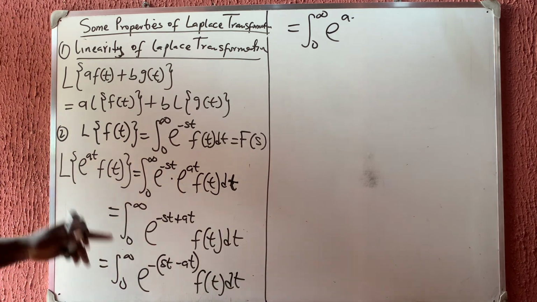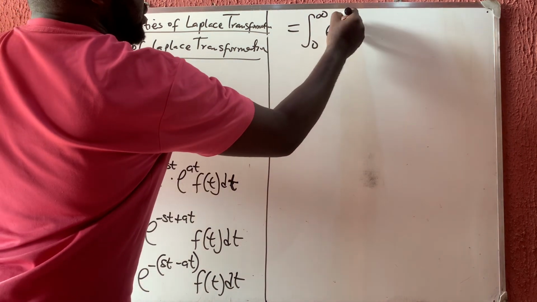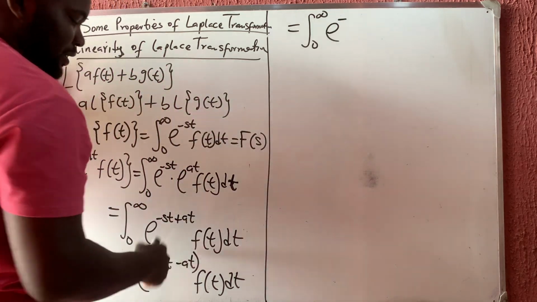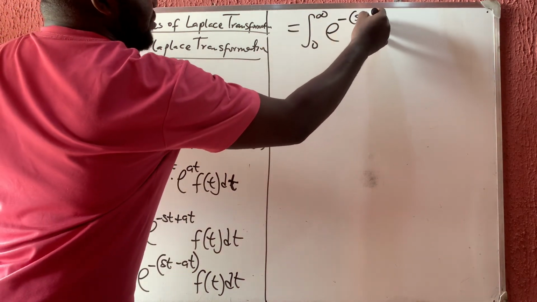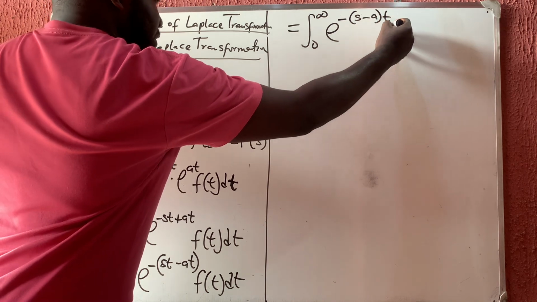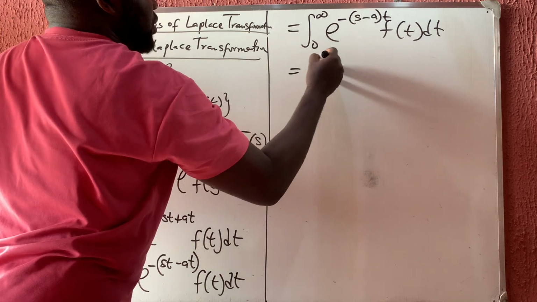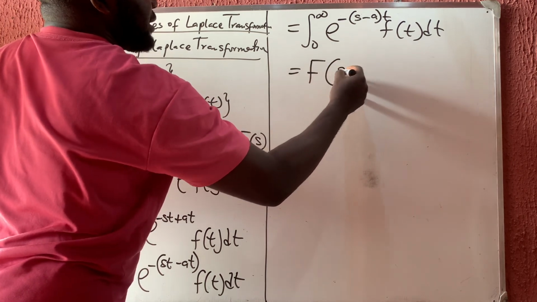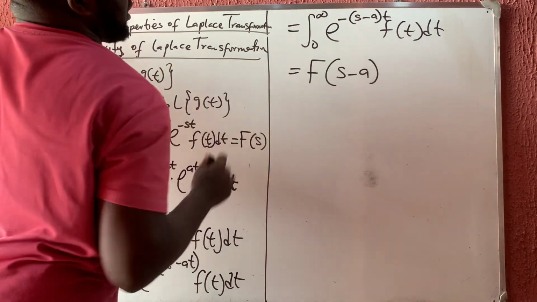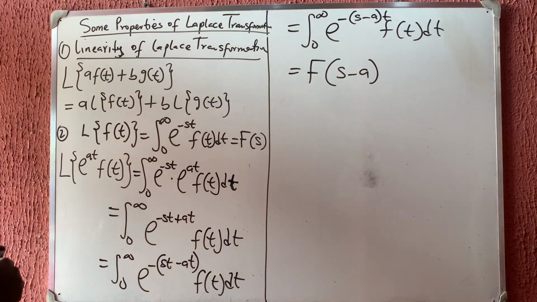This is better. So now this is the integral of minus, if I bring out t that is common, minus s minus a, then t, then f of t dt. So you see that this will now give us a function of s minus a. These two concepts are very, very important.